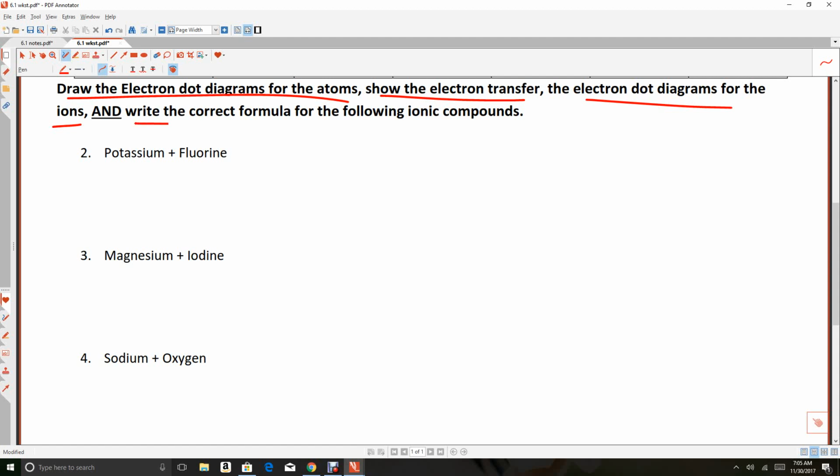And then I'm going to write the correct formula for the following compounds. So potassium and fluorine. Now, the nice part is all of these atoms, you just filled information in on the table. So when you're looking for the charge of these as ions, you just have to look at the table above. Hopefully this helps.